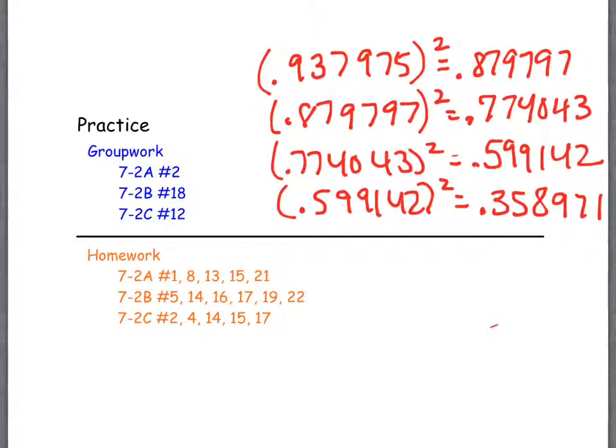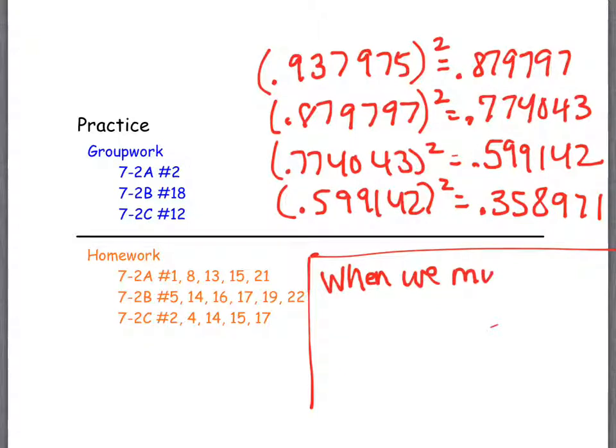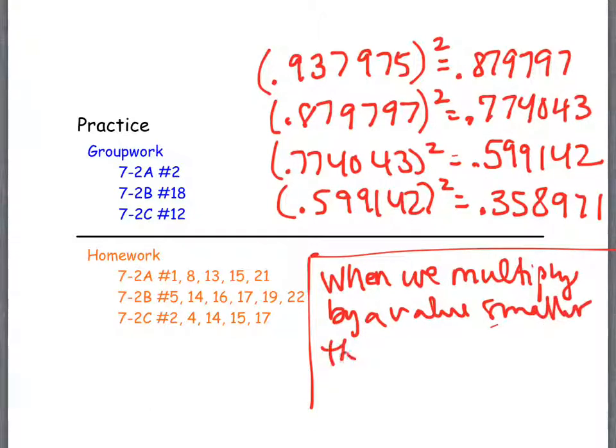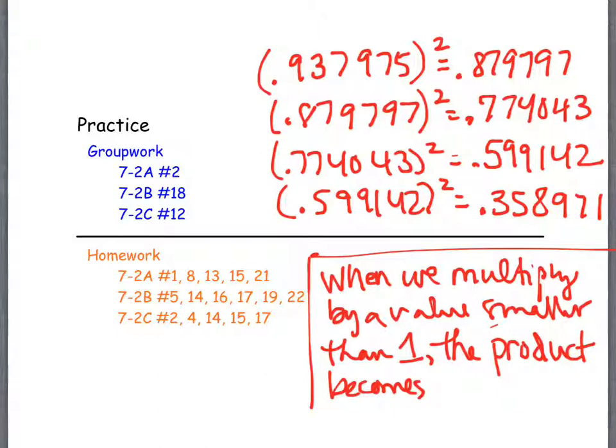So the issue has to do with the fact that when we multiply by a value smaller than 1, the product, that means the result of the multiplication, becomes smaller. And in essence, we're going to try and do that on this problem.